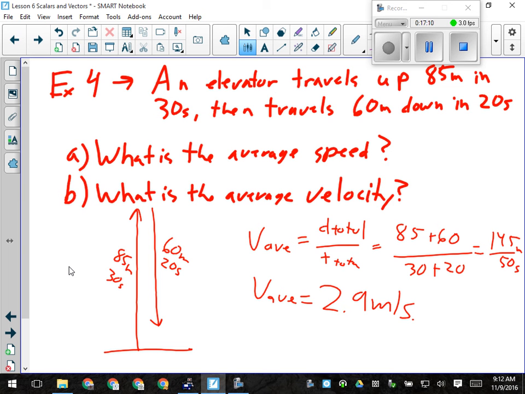Okay, how is what I do to solve part B different? Displacement, right? I need total displacement. The total time is still the same. This trip took 50 seconds. That part's not going to change. But what does change is now I'm only worried about how far from the starting position I ended up and in what direction. They went 85 up and now 60 down. So they ended up how far from where they started? 25 meters up from where they started. Their total displacement here is 25 meters up.